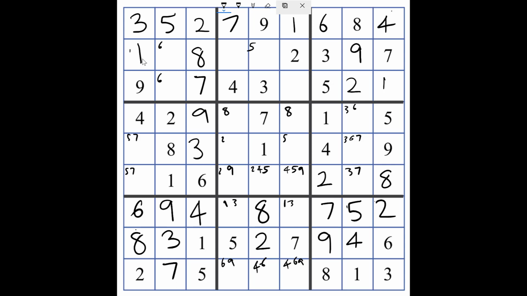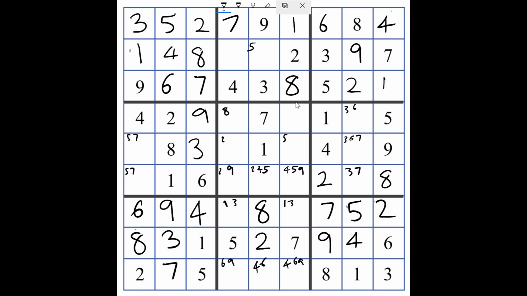Let's look in this grid. The numbers we've got missing are 4 and 6. There's a 4 here, so that must be a 6, which means that must be a 4. And this row now, we've got 1, 2, 3, 4, 5, 6, 7. The number 8 is missing, so I've put the number 8 in there. It means everything below it cannot be an 8. So I'll rub that 8 out.